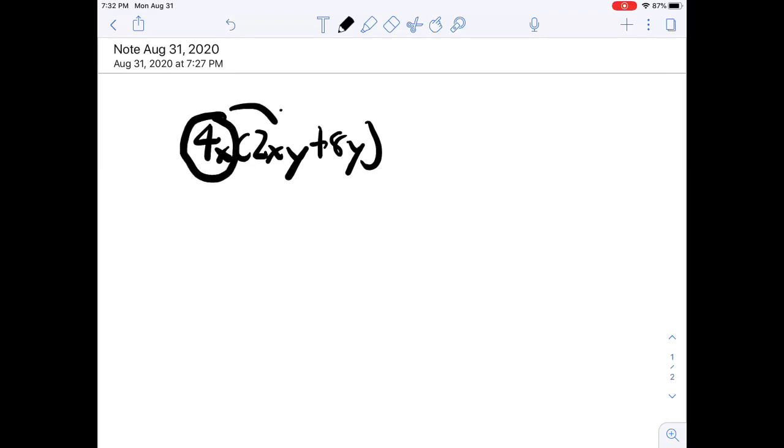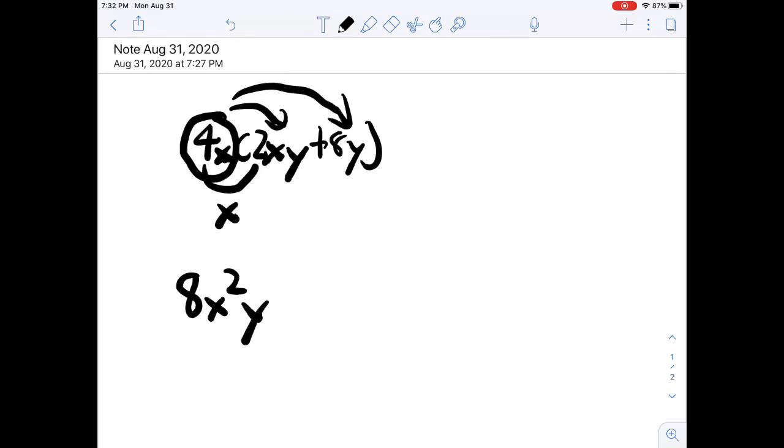Now this one looks different because there are two variables, not just x but y as well. So like before, we're going to distribute the 4x to both the 2xy and the 8y. So like always, we're going to multiply the coefficients. So we get 8, and then we're going to add the exponents on both x's, so we get x squared, and then we're just going to add the y after the x squared.